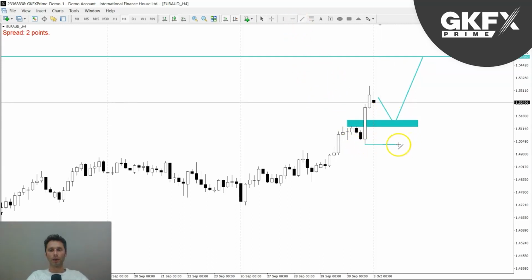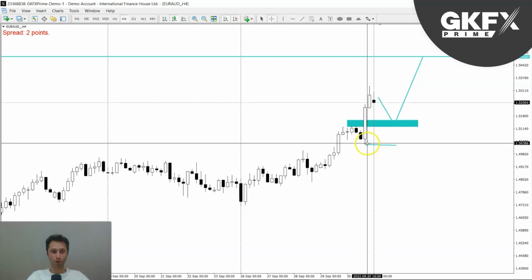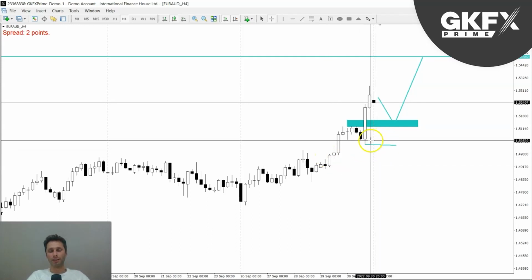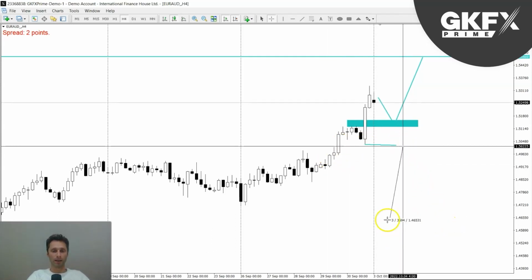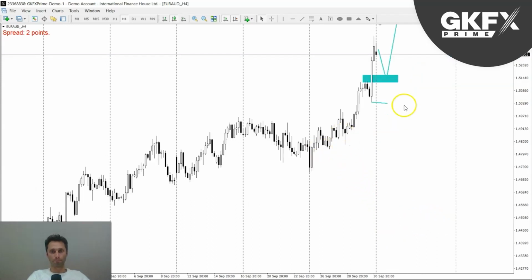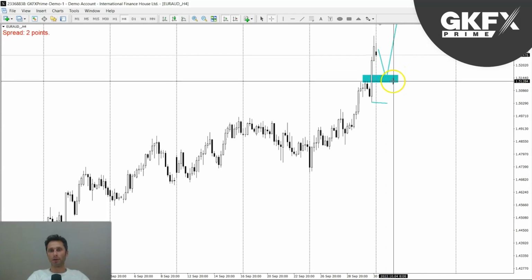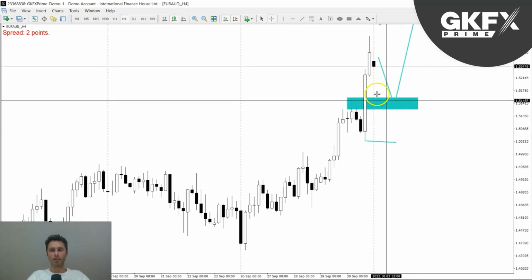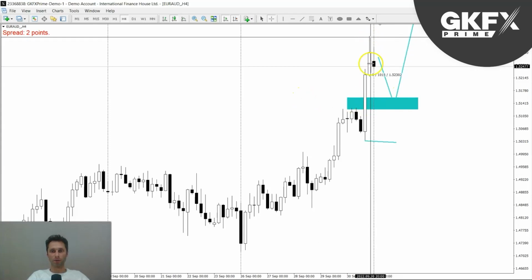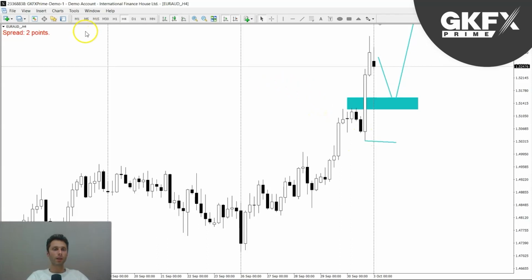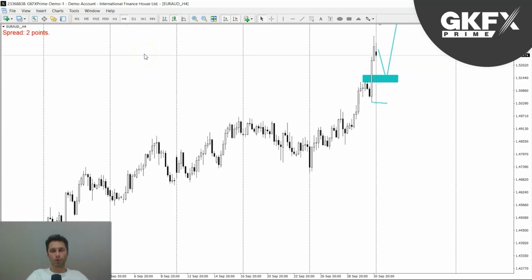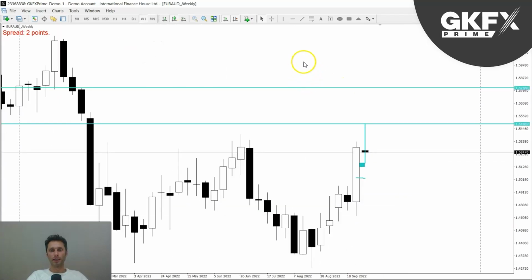this low here. As a break of that low would be an invalidation of the structure, break of structure, and the market could then head lower. So let's see if we get that nice reaction from this level right here. Nice deep retracement below the 50% level of this recent move, which was about 300 pips. So that's the outlook on Euro Aussie. Continued bullishness, at least in the short term for the next week.